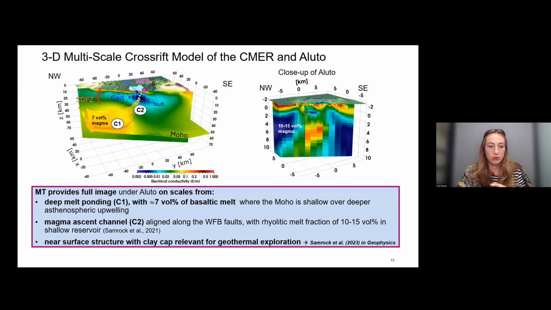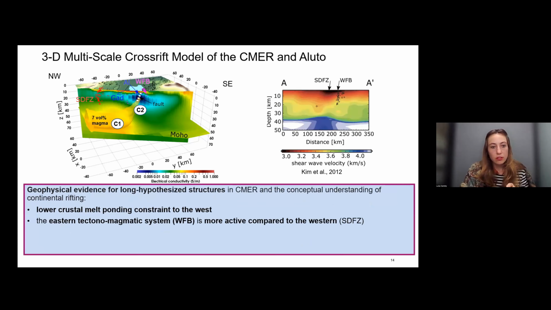I think from the perspective of the rift structures, what is interesting is it has long been proposed from seismics that we have an asymmetric rift structure where we have the asthenospheric upwelling in the western part of the rift, and we just see that now as well and constrain it with another geophysical method, MT. This also coincides with the shallower Moho here, and we have the melt in that part as well.